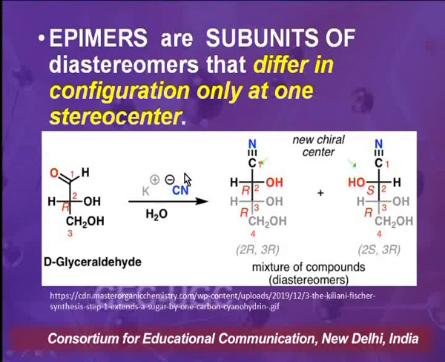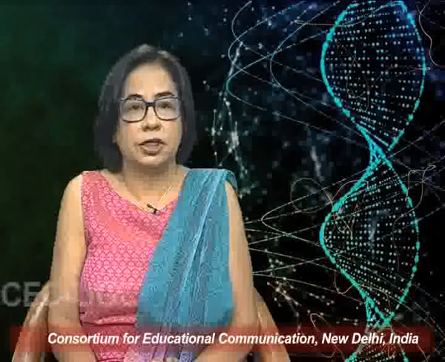Enantiomers differ in configuration at each chiral carbon. So they are non-superimposable mirror images of each other. Whereas diastereomers differ in configuration at one or maybe more stereocenters, but not at all stereocenters. So that means they are not mirror images of each other.